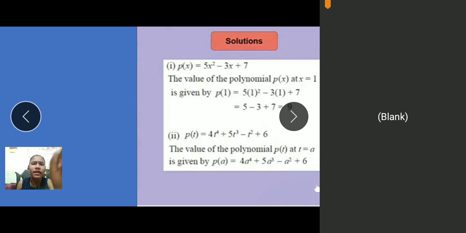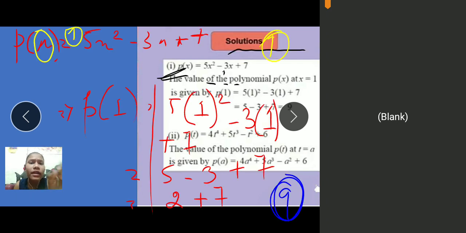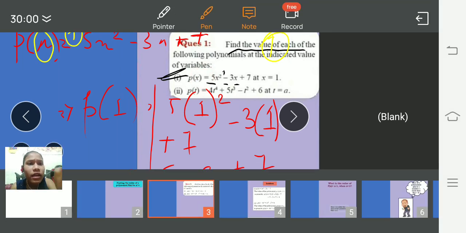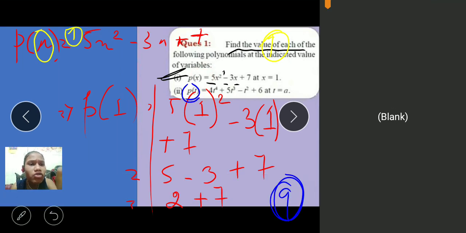Okay, and the second one, if you want you can do it in the form over here. As you can see, we have the question p(t) = 4t⁴ + 5t³ + t² + 6. So in the place of t we have to put a.